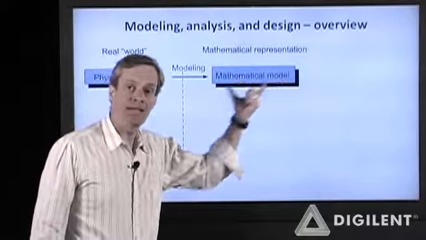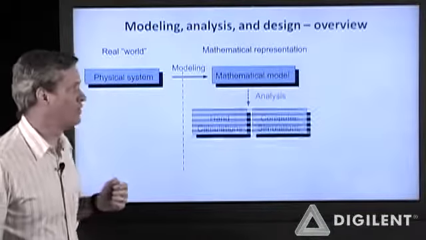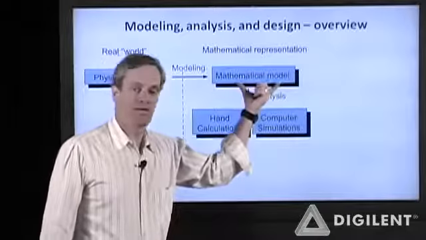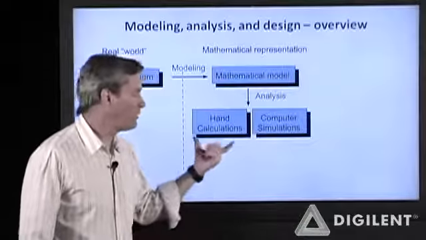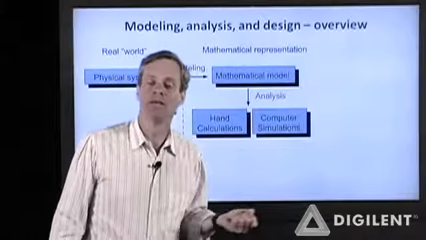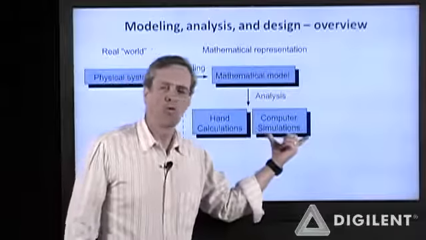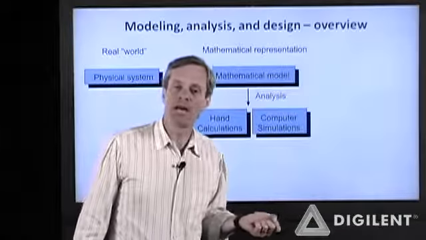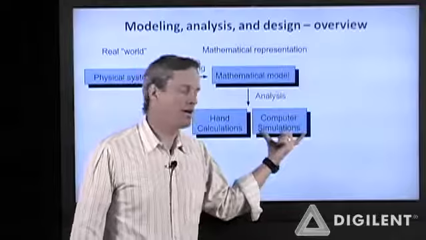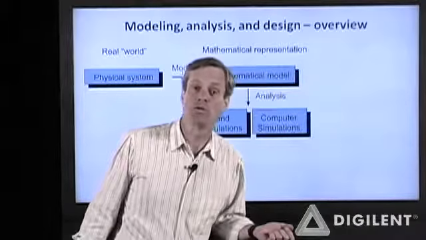Once we're in mathematics land, we can analyze what we think this physical system will do. So depending on the complexity of this mathematical model, we may do some hand calculations to determine the desired parameters, the specific output that we expect this system to give us. More realistically, for any reasonably complicated system, we'll probably do our analysis using a computer. We'll simulate the response of the system using a computer.